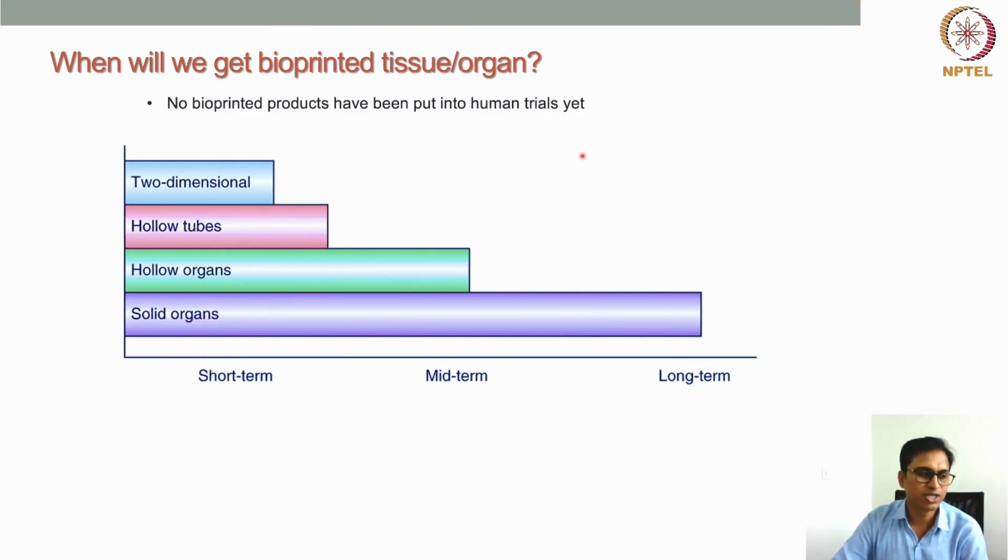There are also some regulatory challenges. Suppose we print a particular tissue or organ, then we first have to address whether this bioprinted tissue or organ is safe to use and effective or not. How can you check the safety of this bioprinted construct, because these are personalized products? There are no proper standards available in any of the countries.